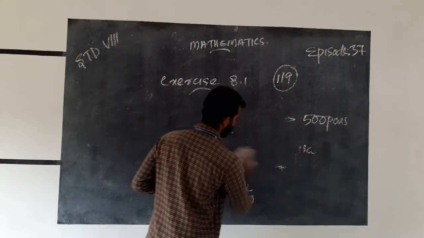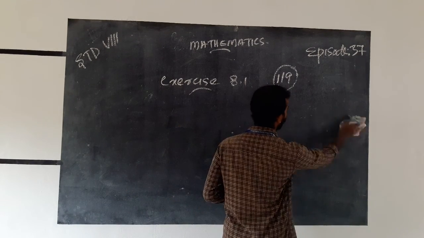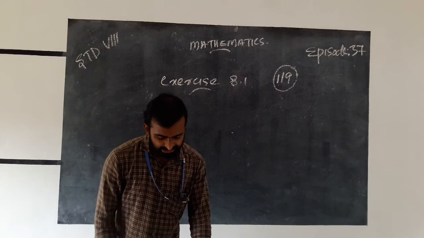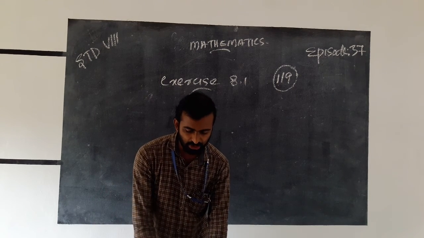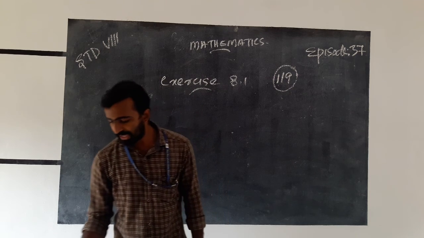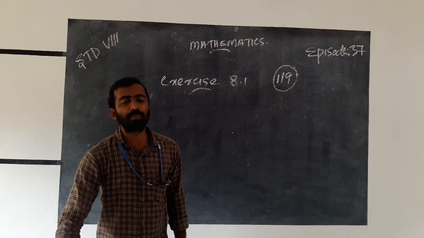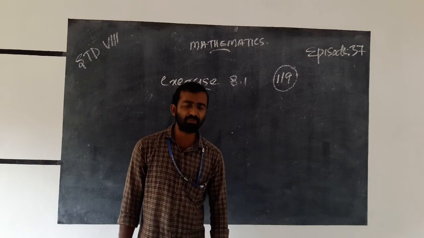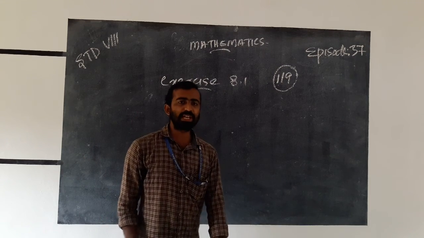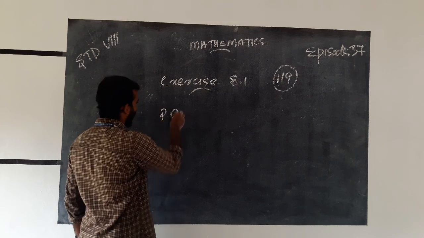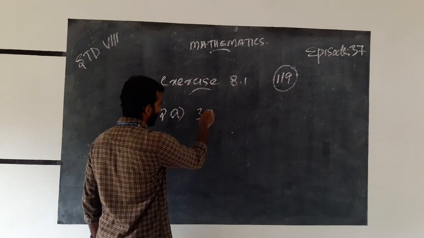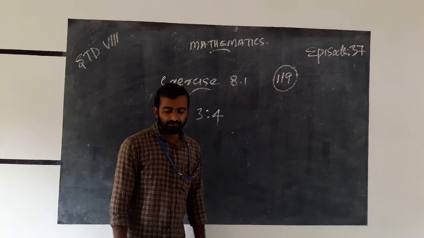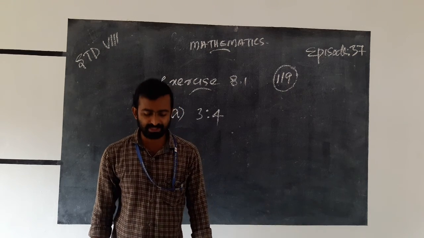And the next question is: convert the following ratios into percentage. First, part A, is 3 is to 4. We want to convert it into percentage.